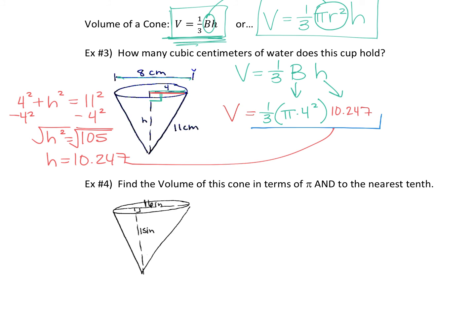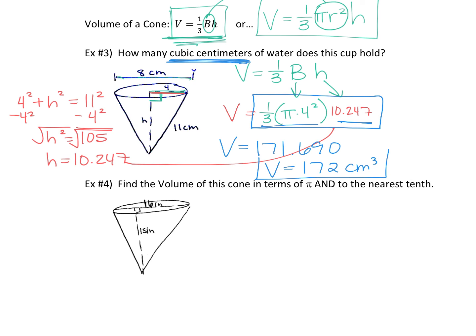Okay, so anyway, all that to say, you're gonna plug this in because it's rounded already. So plug everything in: 1/3 times pi times 4 squared times 10.247. What'd you get? 54.65. No, try it again. Plug in everything. Did you plug in the pi too? Yeah, plug in pi too. So you should be getting 171.690. So if we're rounding to the nearest cubic centimeter, it would be 172 cubic centimeters.